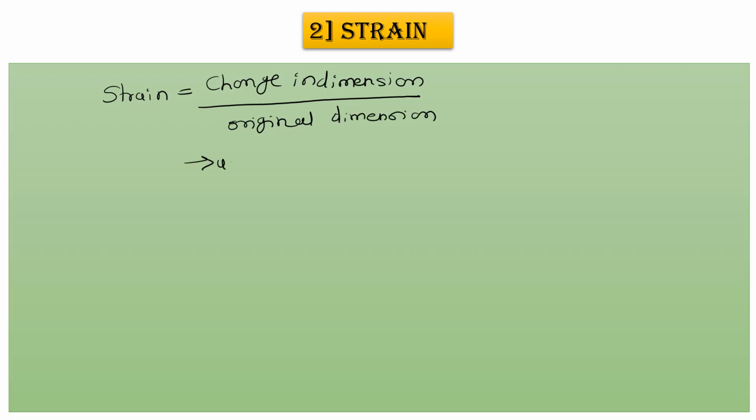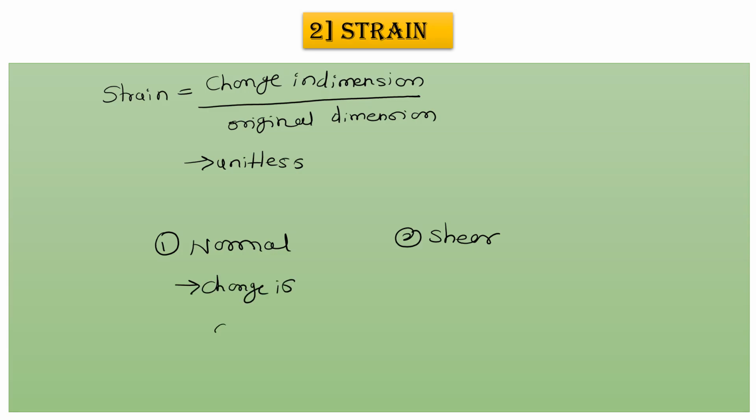Strain is also of two types. First is normal strain and second is shear strain. Normal strain is that strain in which change in dimension is possible, and in the case of shear strain, change in shape is possible.